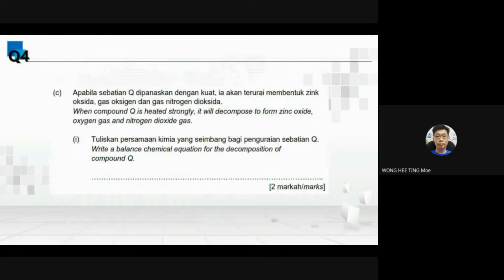Now when compound Q is heated strongly, it will decompose to form zinc oxide, oxygen, and nitrogen gas. So write a balanced chemical equation for the decomposition of compound Q. Decomposition refers to heat. But remember, if it is decomposition, there is no need to add oxygen. If you add plus oxygen, your equation won't be able to be balanced. So just remember, no need to add oxygen.